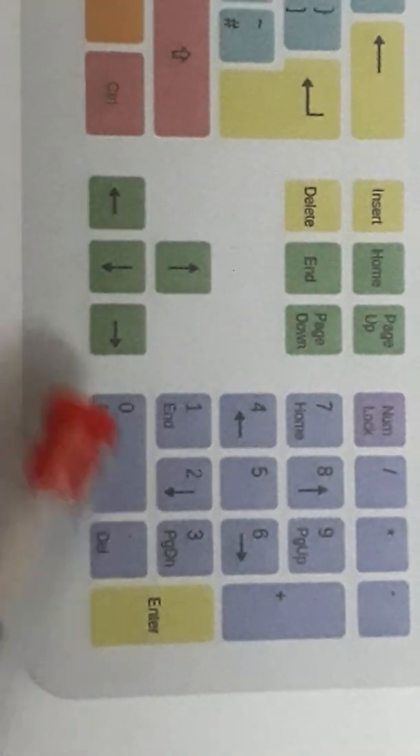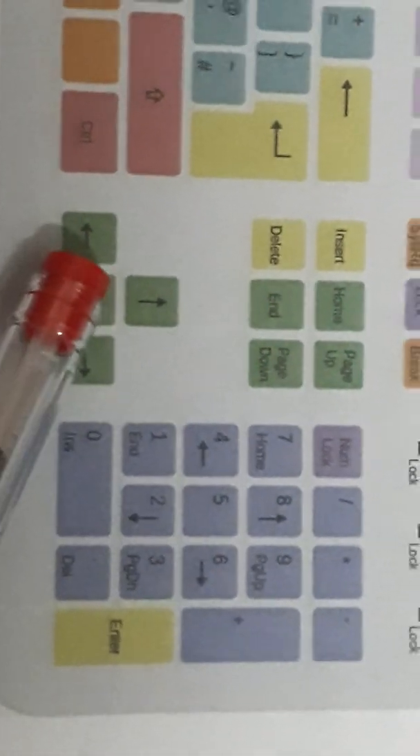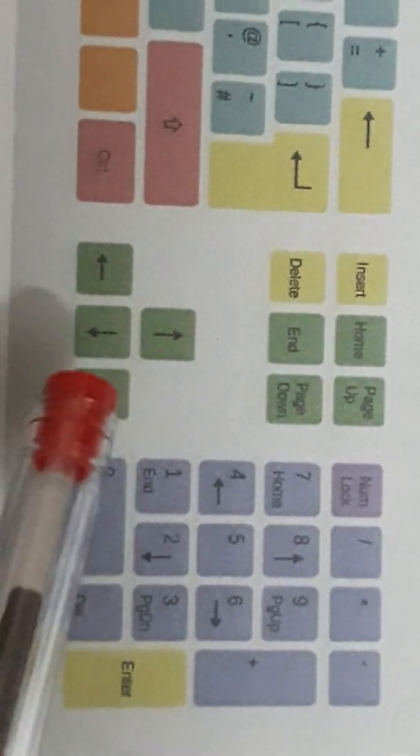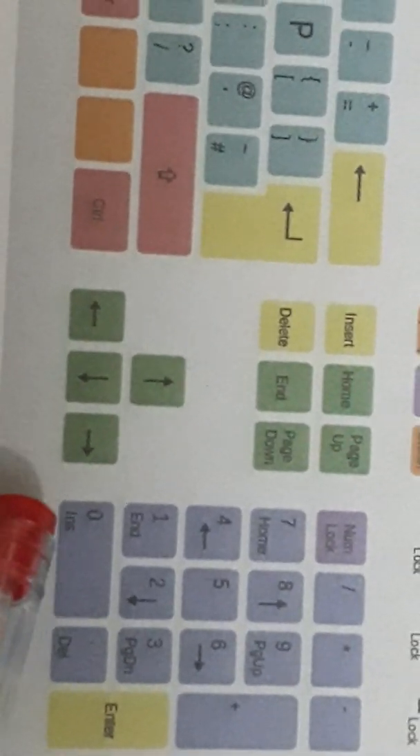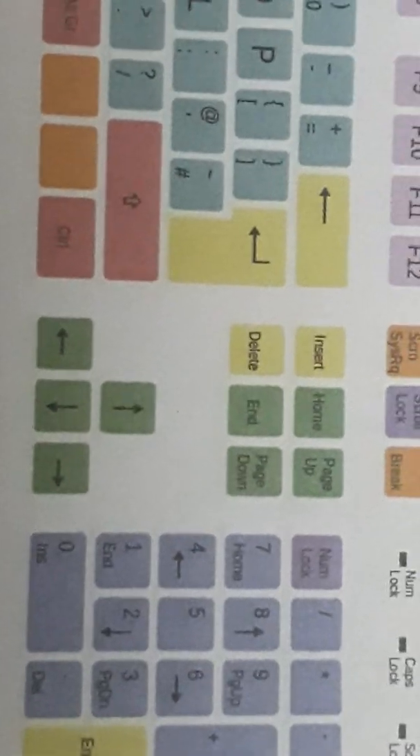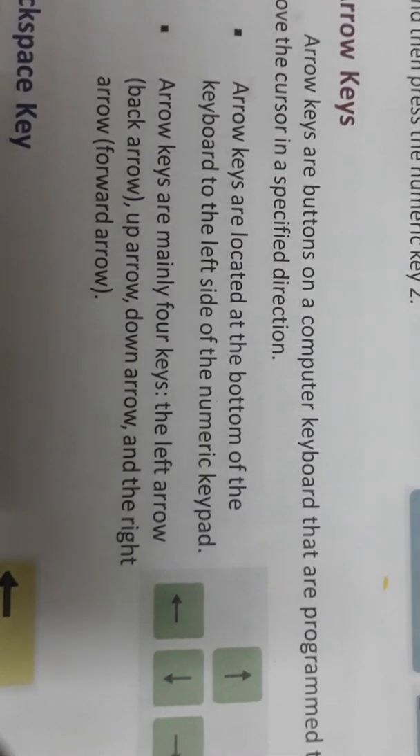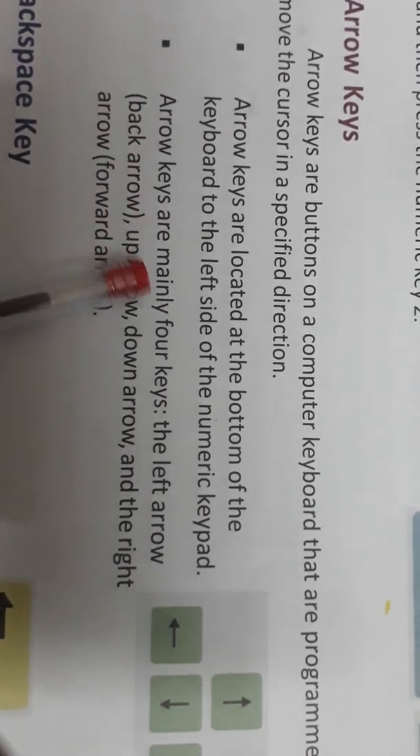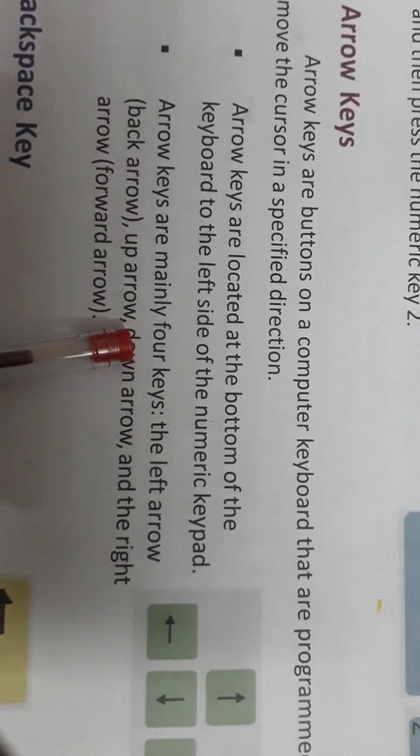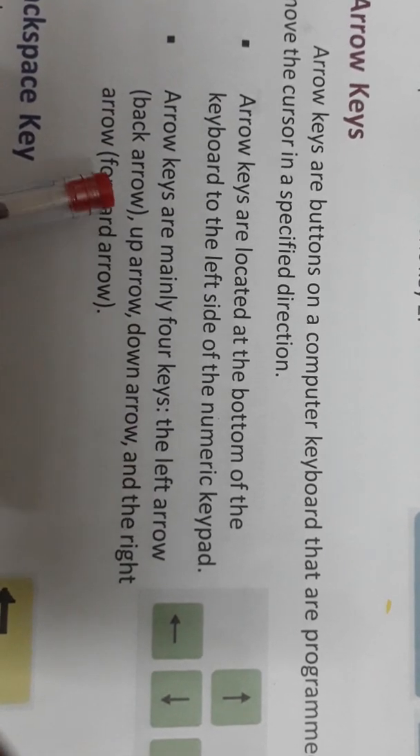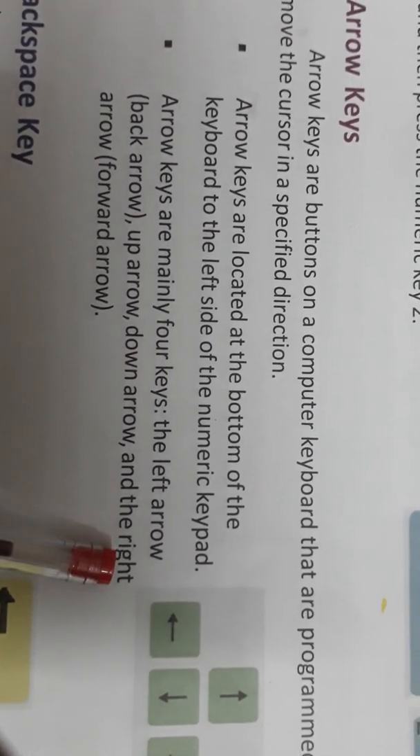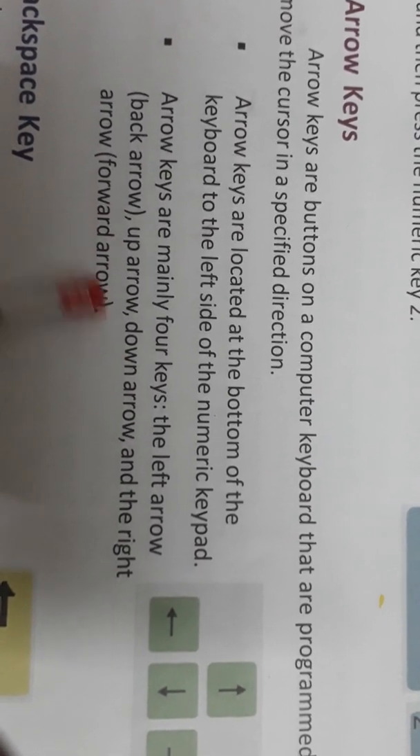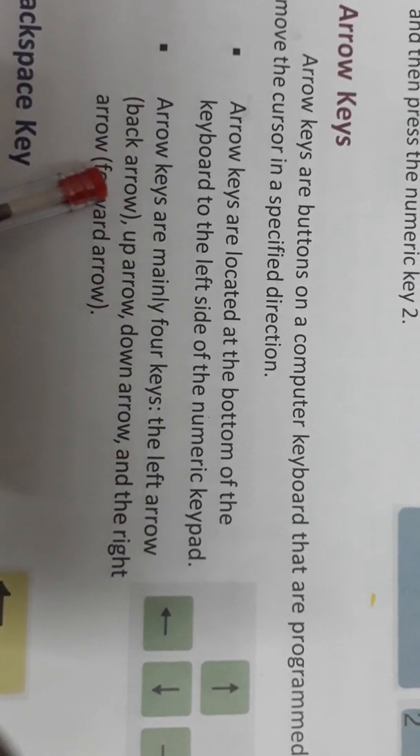We use these arrow keys when playing games also. I know you are always using these arrow keys for moving the cursor and items while playing games. Listen to the next sentence. Arrow keys are mainly four keys that we already discussed: the left arrow, that is the back arrow, up arrow, down arrow and the right arrow, or forward arrow. The left arrow we call the back arrow, and the right arrow we call the forward arrow.